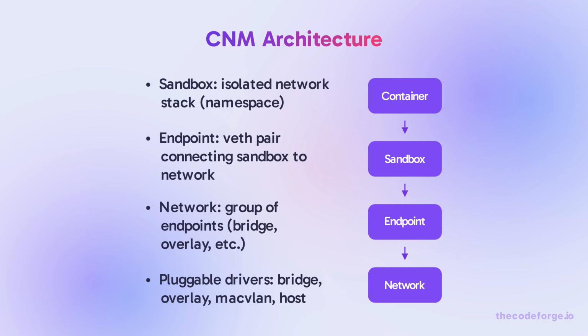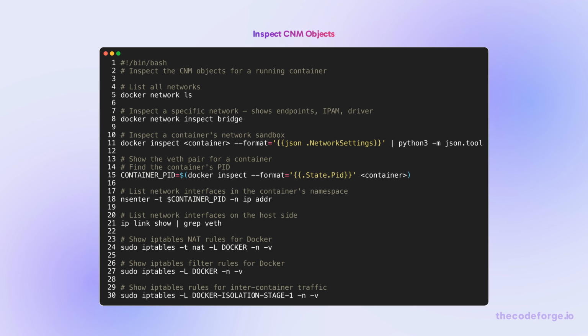Docker's container network model organizes networking into 3 abstractions: sandboxes (network namespaces), endpoints (veth pairs), and networks (bridges or overlays). This pluggable architecture allows different drivers for different needs, and the same container can be on multiple networks simultaneously. Here's how to inspect the CNM objects.